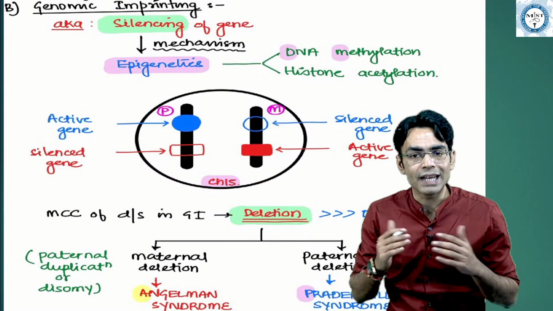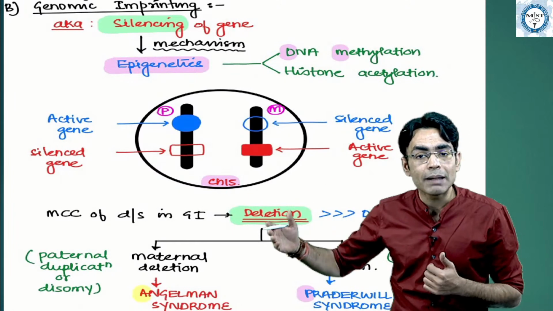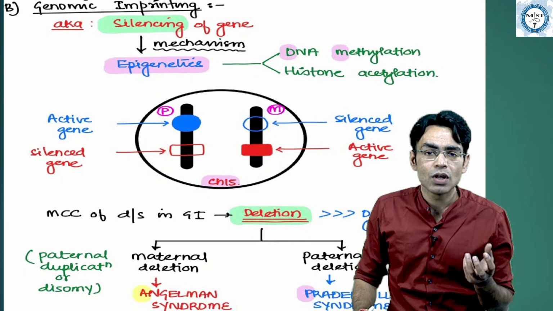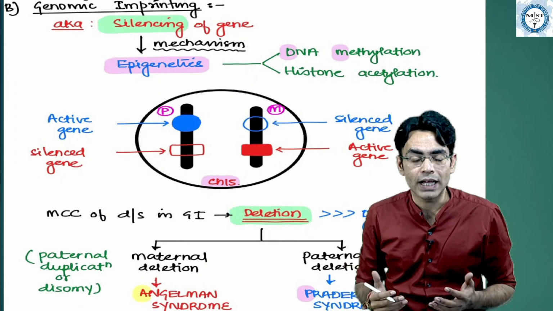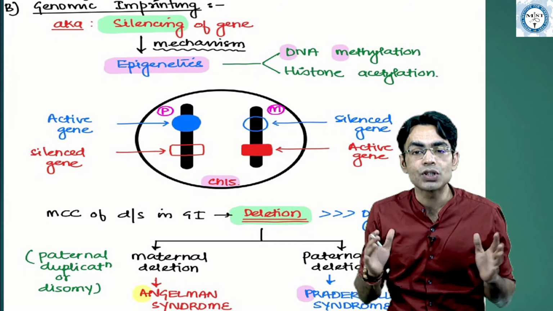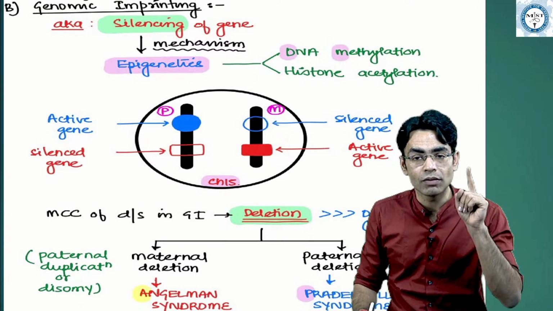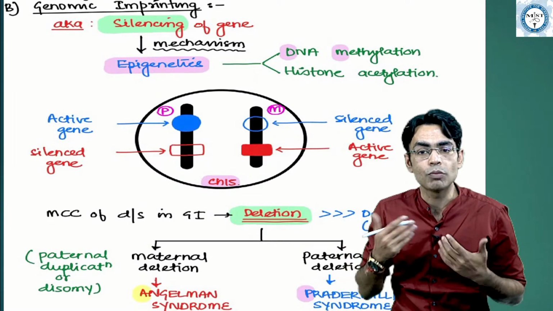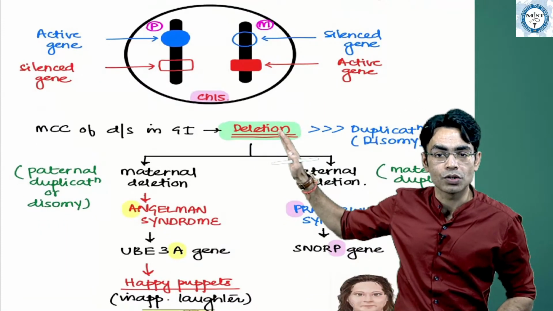Till this point, when the silencing is happening, it is not a problem, because if a maternal gene is silenced, the paternal gene is working at that time. And if a paternal gene is silenced, the maternal gene is working. So it's not a problem. But if the active gene is mutated, and in the mutation a deletion has happened, then due to epigenetics only one of the mother's and father's genes was active, and there is a problem with that active gene. So obviously there is nothing to save the child, and there would be a disease. Deletion is the most common cause of the disease.